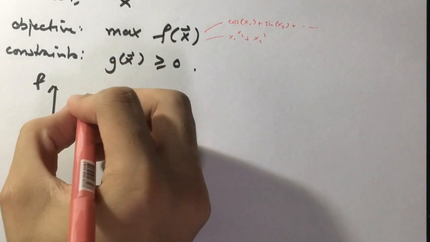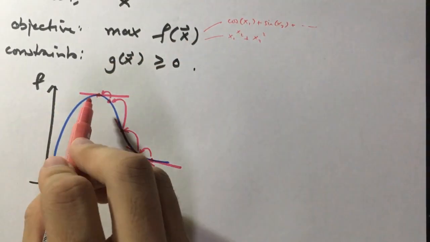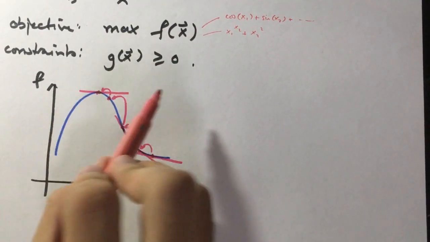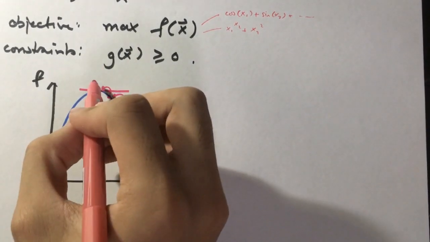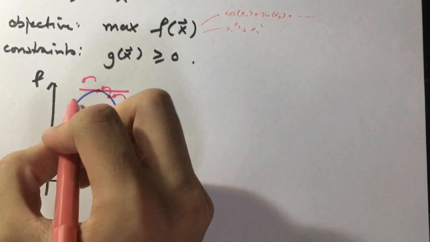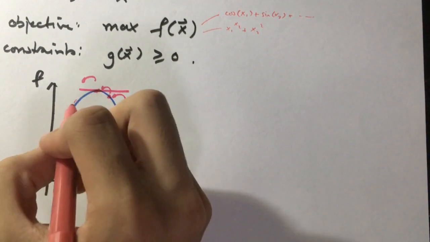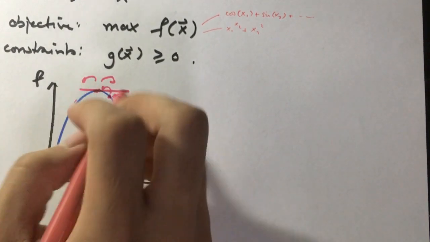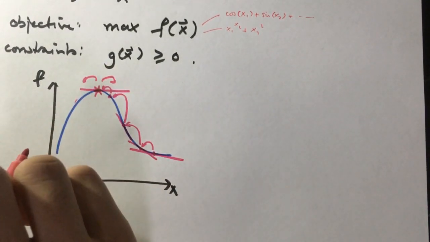Then it checks the slope of the point at the top, and it says, you know what? The slope up here is already 0. Which means that if I go this way, the value of the point will be less. If I go this way, the value of the point will also be less. So I'm probably already at a maximum.